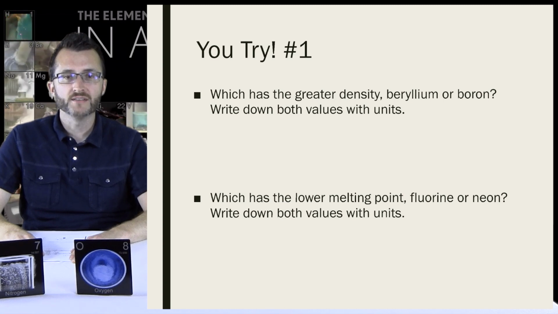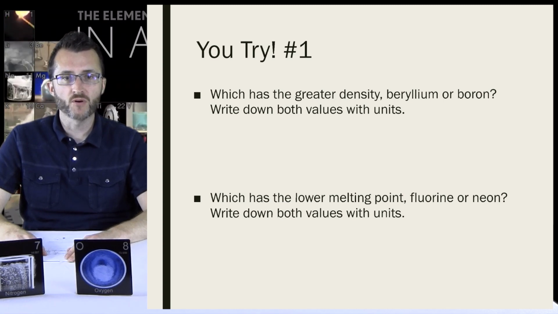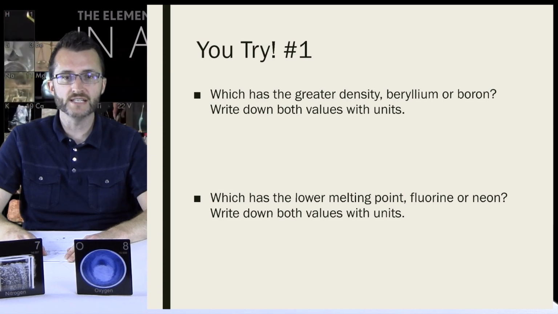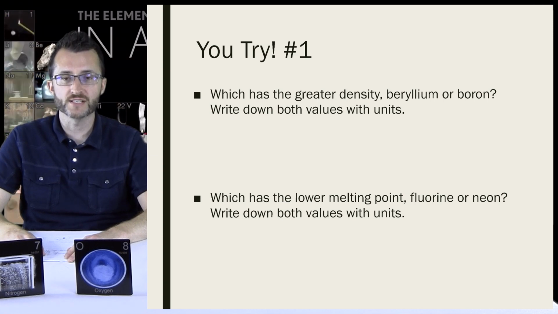You try number one. Which has the greater density, beryllium or boron? Write down both values with units. Which has the lower melting point, fluorine or neon? Write down both values with units.